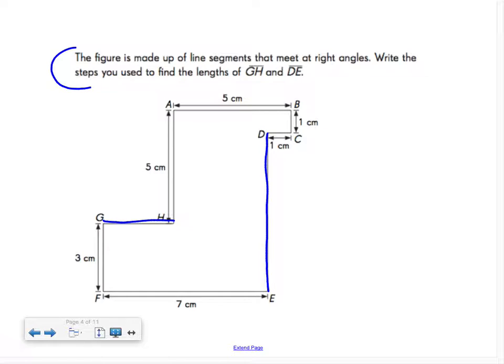This is what I'm trying to find. Then what I always do is I always look and split the shape up. I'm like, ooh, there's a little square right here. And so if that's 1 and that's 1, then this has to be 1.